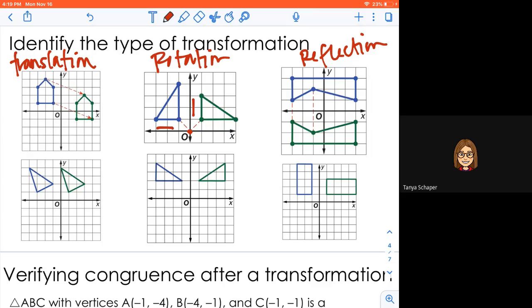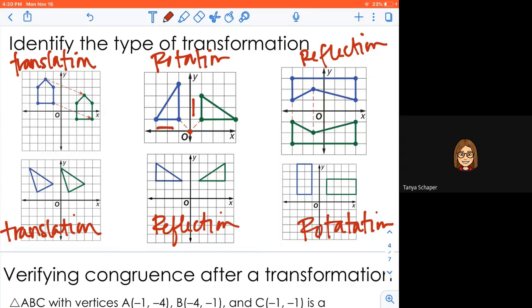We've got another translation right here. Slide, translation. Here we have a reflection. We're reflecting it over the Y-axis this time. And this last one is a rotation. So we're rotating it around. Okay. So understanding what each of those are is important. We're going to get into more down the road about how we can write notation and so on.